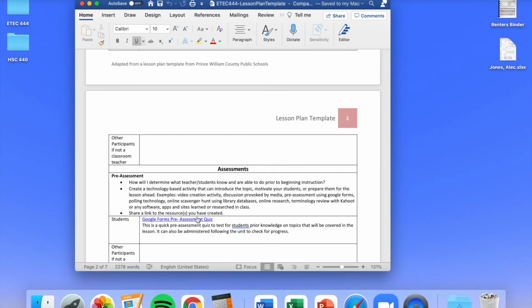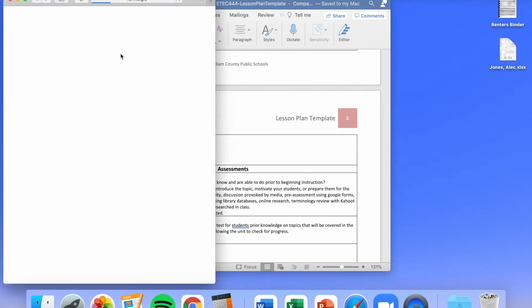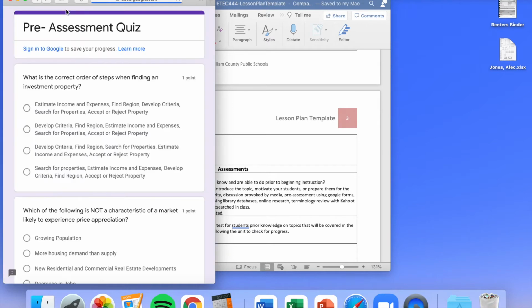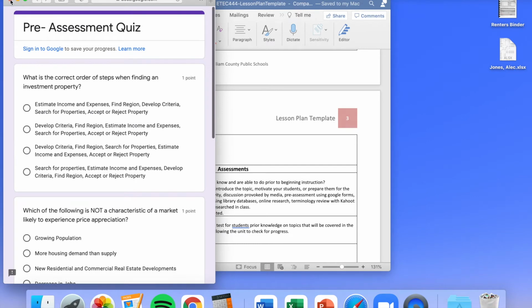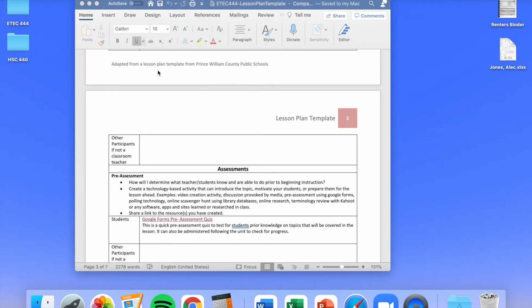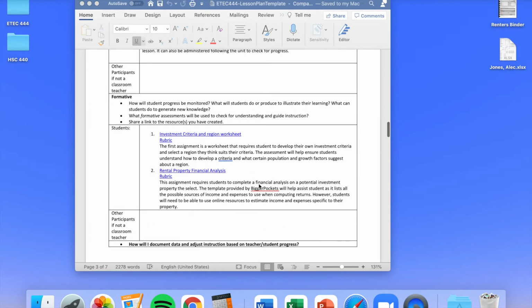So, the pre-assessment is going to be just a quick Google Forms quiz right here. It's going to ask a couple of basic-level questions about criteria, income and expenses, and stuff that we will cover in the lesson, just to see what students know going in.